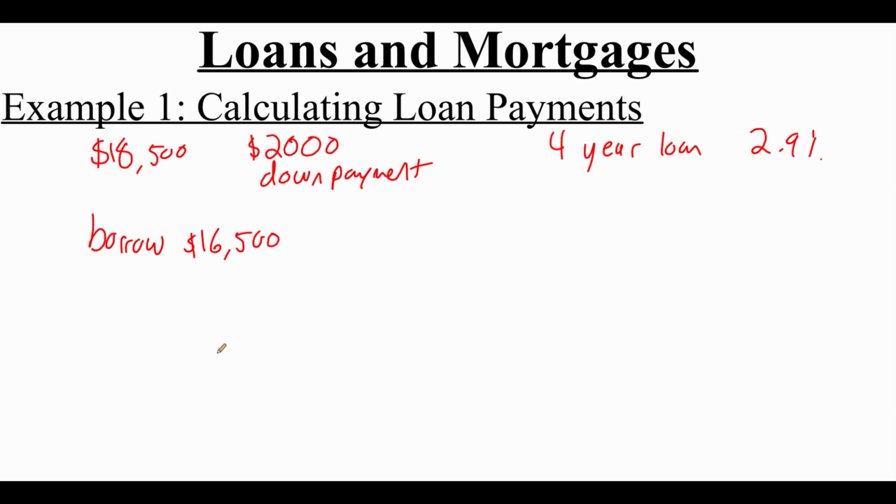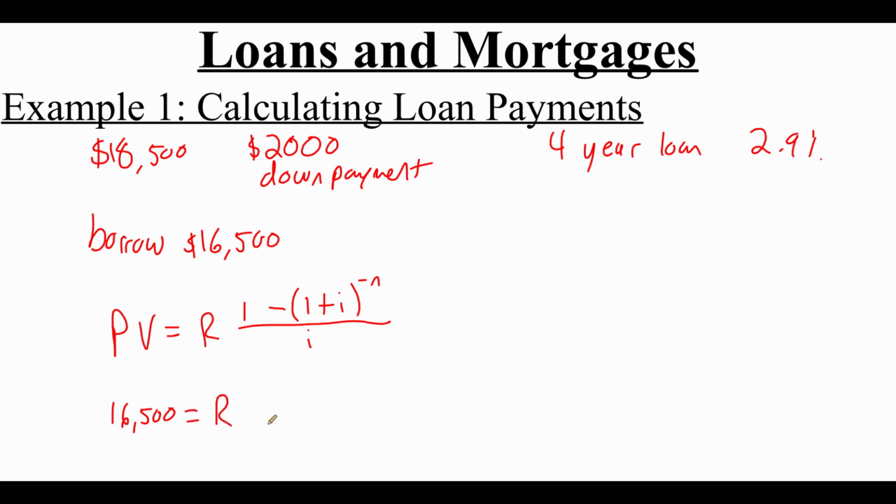Now we're going to think about that present value formula. Since we're trying to find the monthly payment, we're actually solving this to figure out what our R value is. So the present value of our annuity is the amount that we're borrowing. That's the amount of the loan, so that's the $16,500. I'm going to plug that in for the present value on the left-hand side. We don't know our R value. That's what we're trying to find.